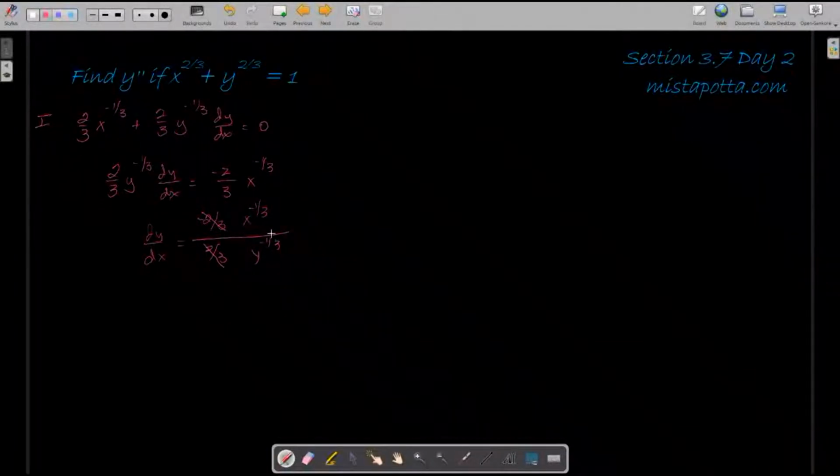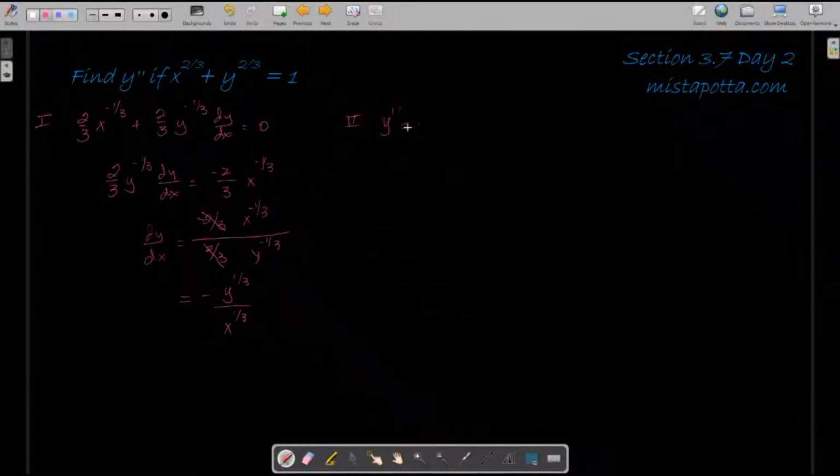So I have negative 2/3 x to the negative 1/3 in my numerator, and 2/3 y to the negative 1/3 in my denominator. And I see that I've got a common factor here. But the other thing I notice is that because both of these have negative exponents, both of these would end up being flipped. So I end up with negative y to the 1/3 power over x to the 1/3 power. So this is y prime.